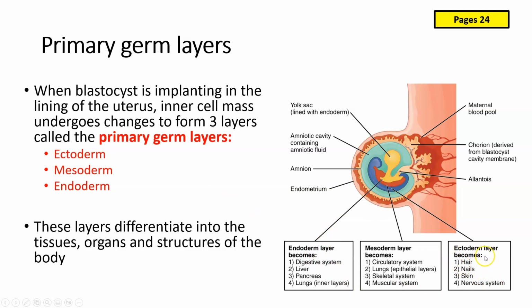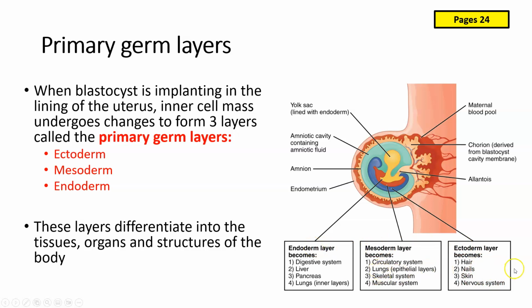Now, the ectoderm layer will become the hair, the nails, the skin, and the nervous system. The mesoderm will become the circulatory system, the lungs, well, the epithelial layers of the lungs, the skeletal system, and the muscular system, while the endoderm becomes the digestive system, liver, pancreas, and the inner layers of the lungs. So, not the epithelial layers, but the inner layers. So, when we're looking at this diagram, it's not a hard and fast rule, but we have the outer layer, the middle, and the inner layers.